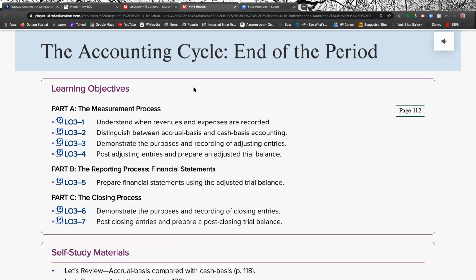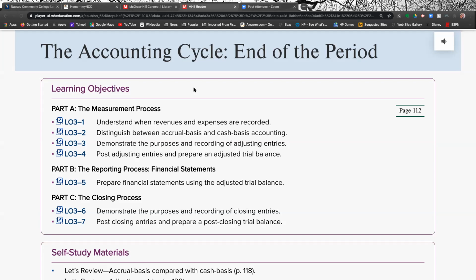Another example would be salaries. Debit salaries expense, credit salaries payable. How does that work? Well, most people get paid on Friday. Most people get paid on Friday for 5 days worth of work.